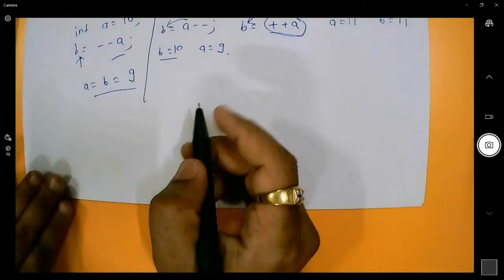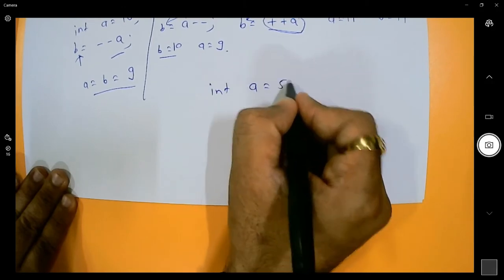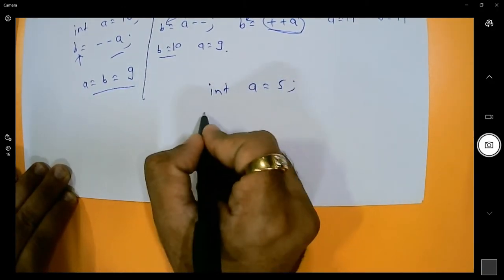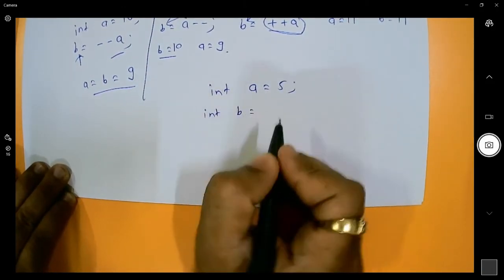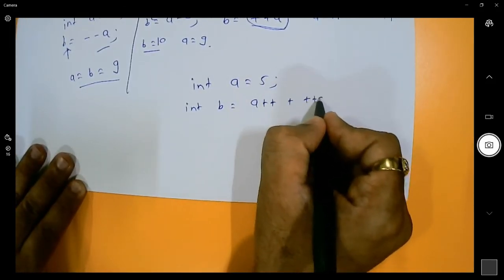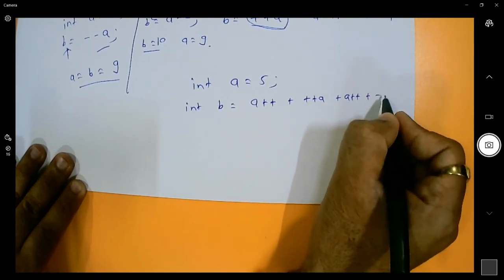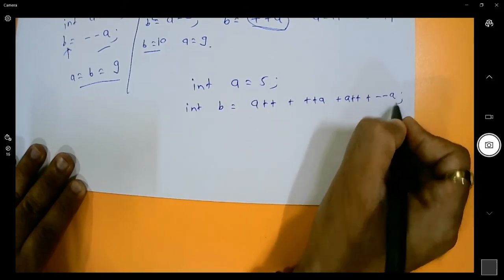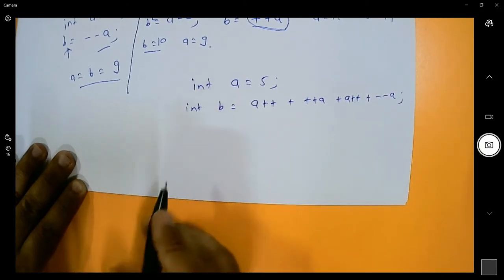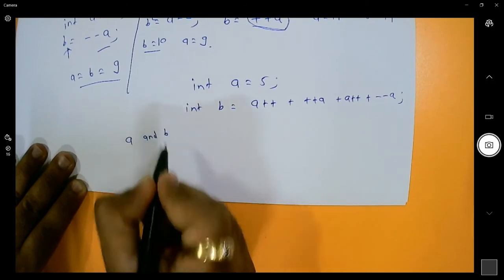Suppose anybody asks you like this, integer a is equal to, for example, 5. Now I'm writing that integer b is equal to a plus plus plus plus plus a plus plus plus minus minus a. Then what is the value of a and b?